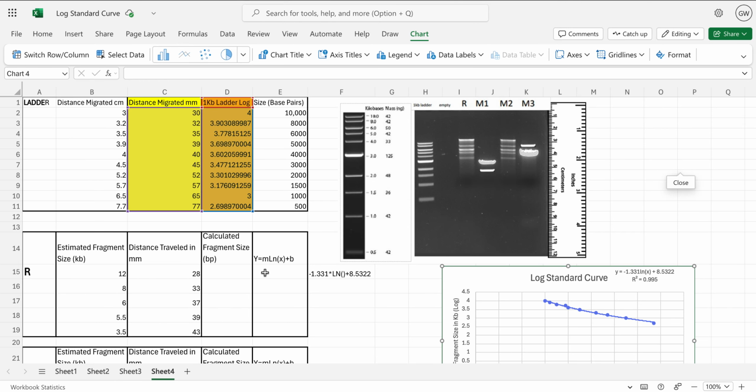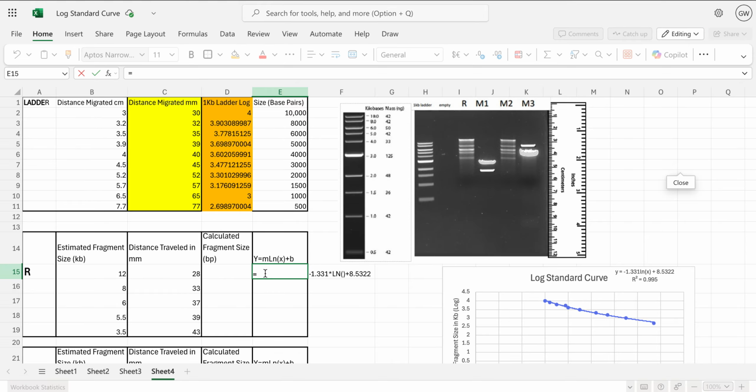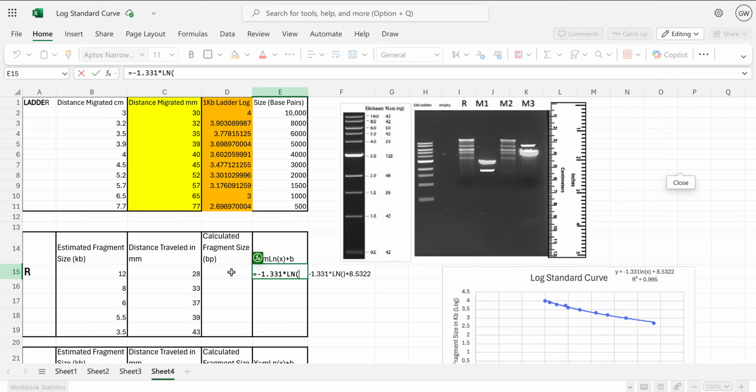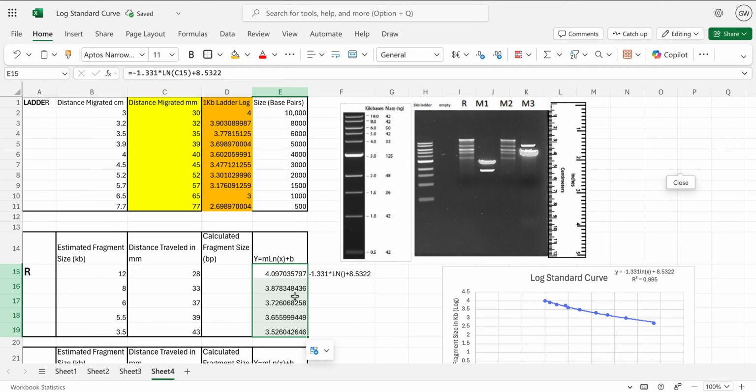Because we have our trusty equation, and I need 1.331 times the natural log of the distance traveled in millimeters plus 8.5322. Gives us our first value. Gives us all of those values.